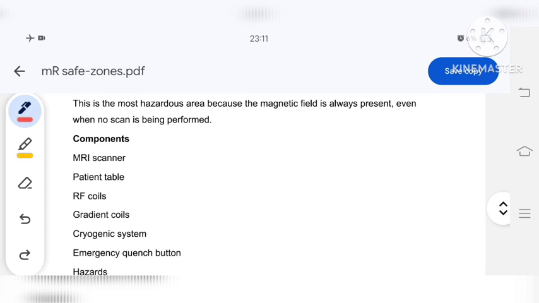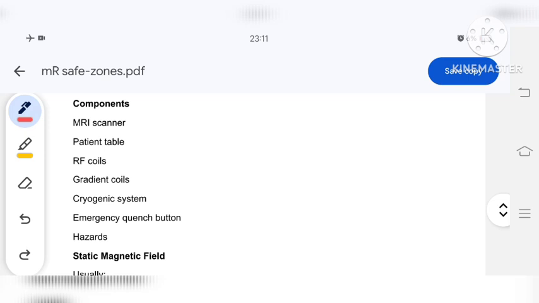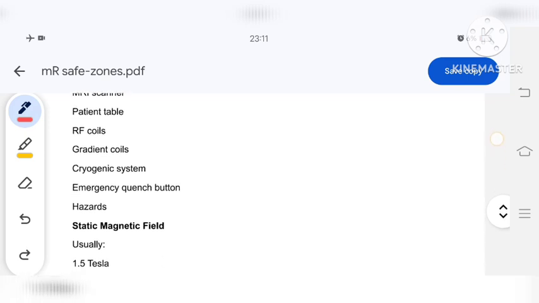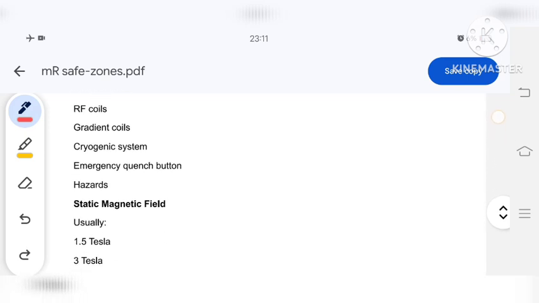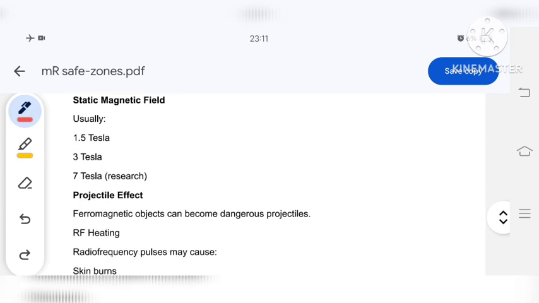Components of this zone: MRI scanner, patient table, RF coils, gradient coil, cryogenic system, emergency quench button, etc. Static magnetic field is usually 1.5 Tesla or 3 Tesla, or recently 7 Tesla also.